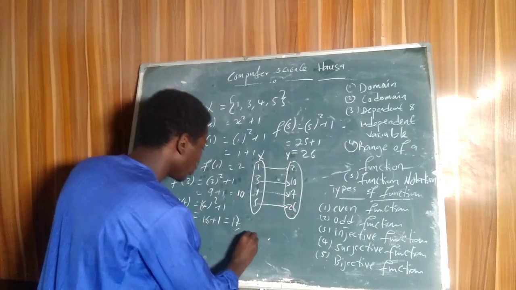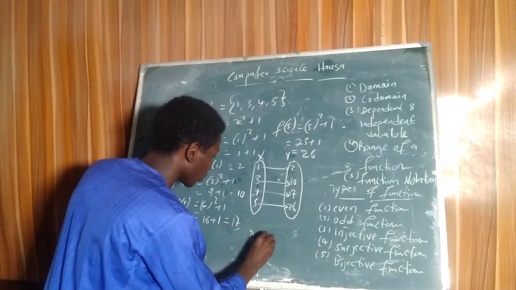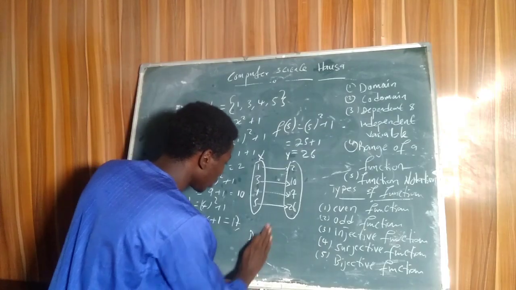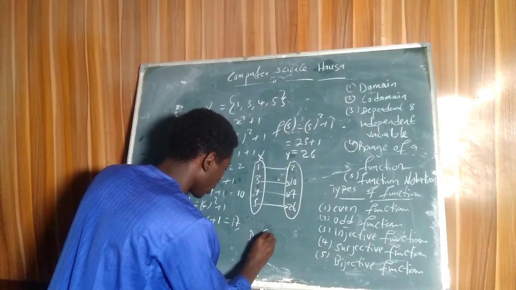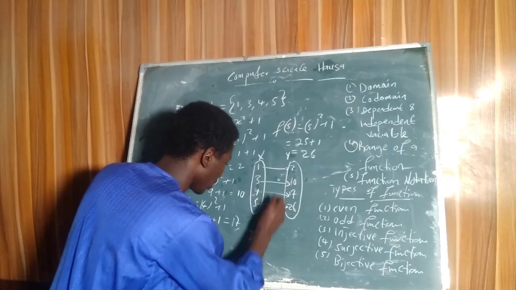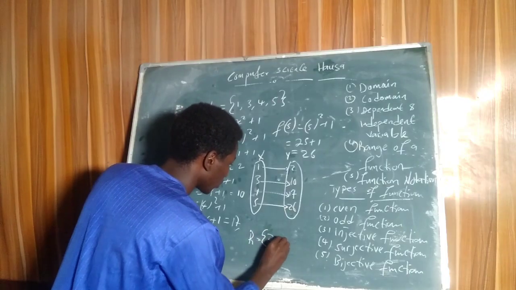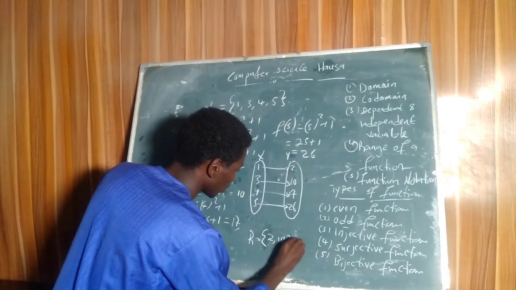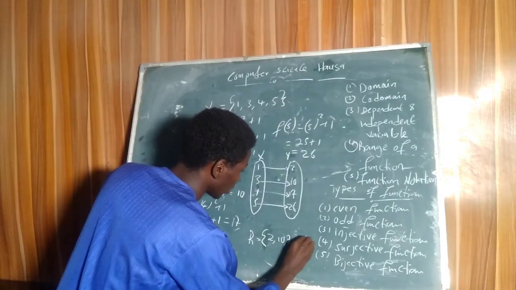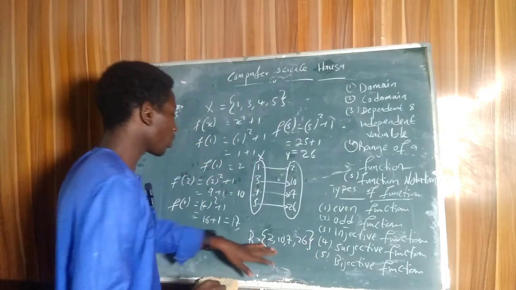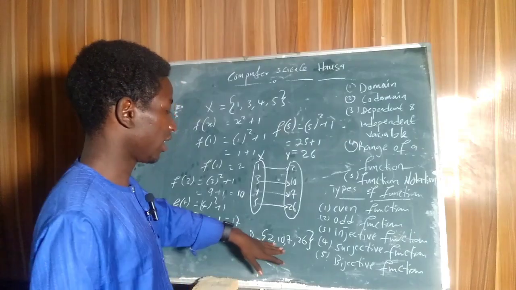So what is our range? The set R is equal to what? Sorry with my curly braces. We have 2, 10, 7 and 26. These are the set of our range.